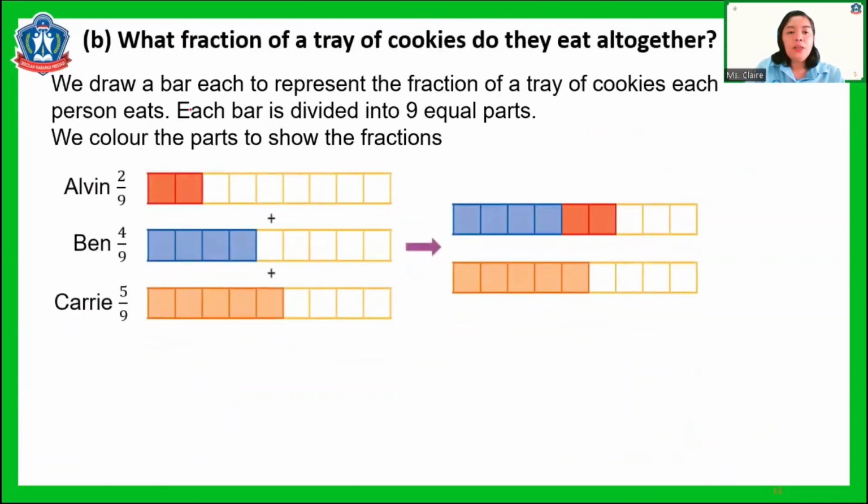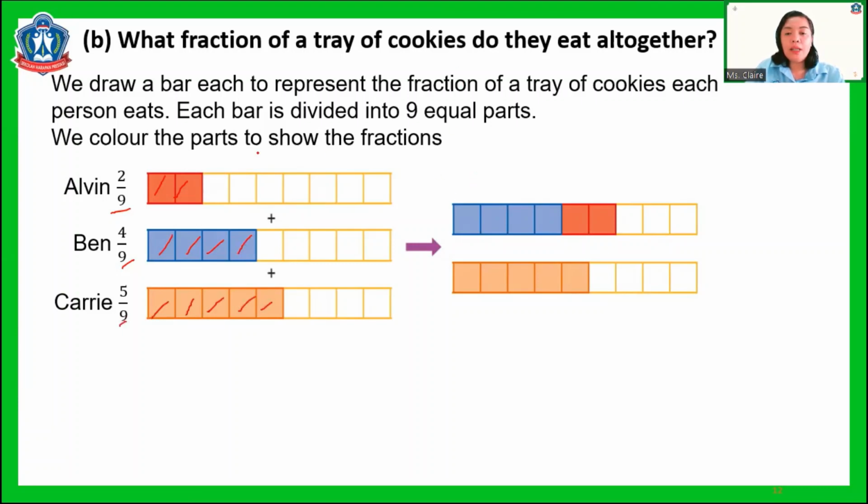Okay, so we will draw a bar to represent the fraction of a tray of cookies each person eats. Each bar is divided into 9 equal parts. We color the parts to show the fractions. 2/9, so therefore 2 red squares. 4/9, 4 blue squares. And 5/9, we have 5 orange squares.